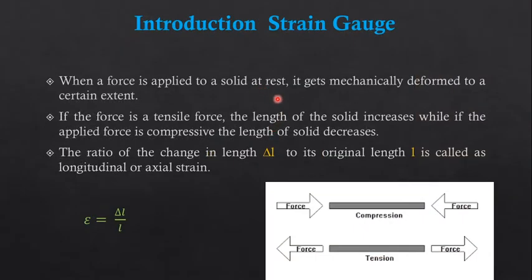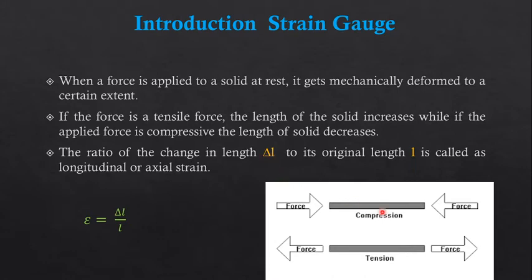Introduction to strain gauge. When a force is applied to a solid at rest, it gets mechanically deformed to a certain extent. Either we give a compressive force or a tensile force. Depending upon the type of force, it gets mechanically deformed. If the force is tensile, the length of the solid increases, while if the applied force is compressive, the length of the solid decreases.